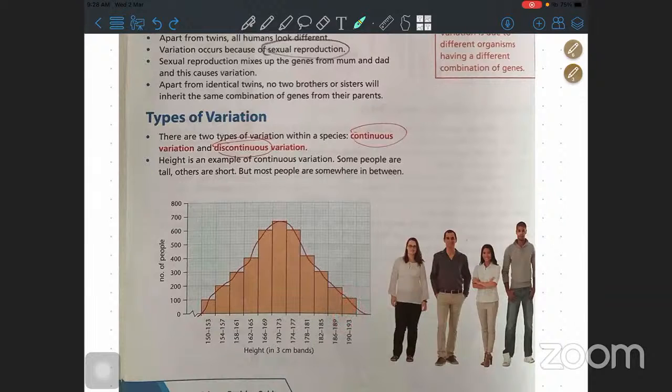But if you want to find 160 to 169, there are a lot. 170 to 173, a lot. And then 174, also a lot. So most human beings are at this height. This is so-called continuous variation.